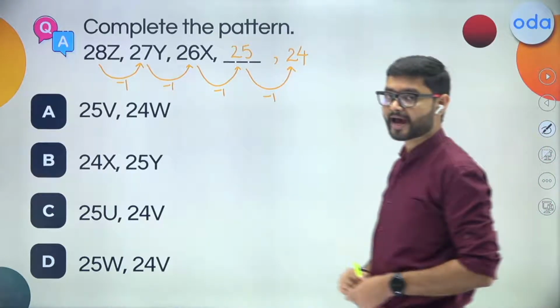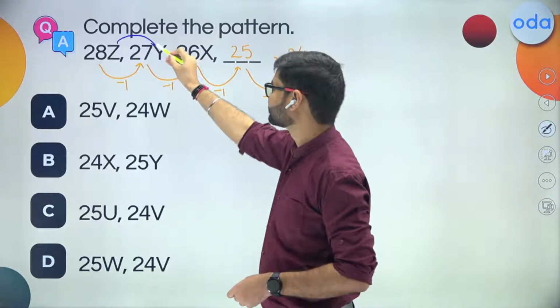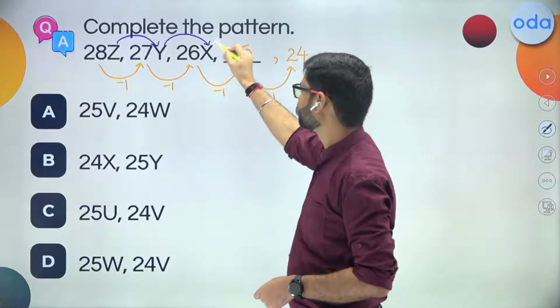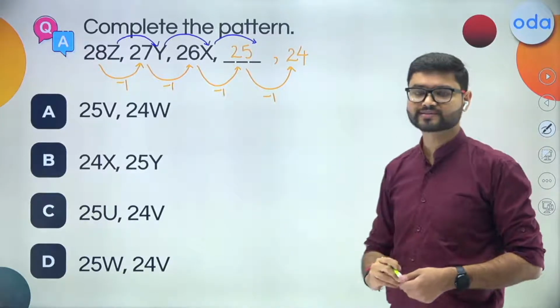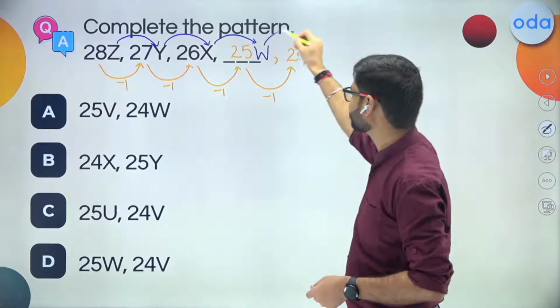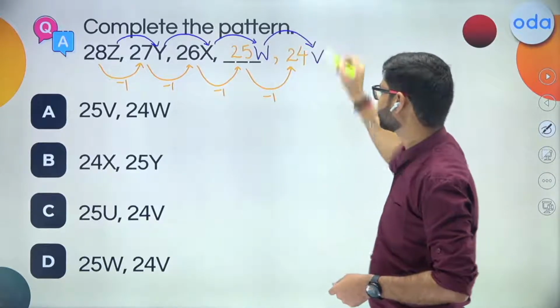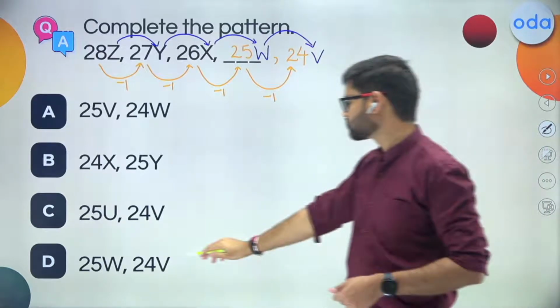Now, talking about the alphabetical part, again we are going in the reverse order. Z, Y, X. What comes before X? W, right. And what comes before W? V. So 25W, 24V, option D is the right answer.